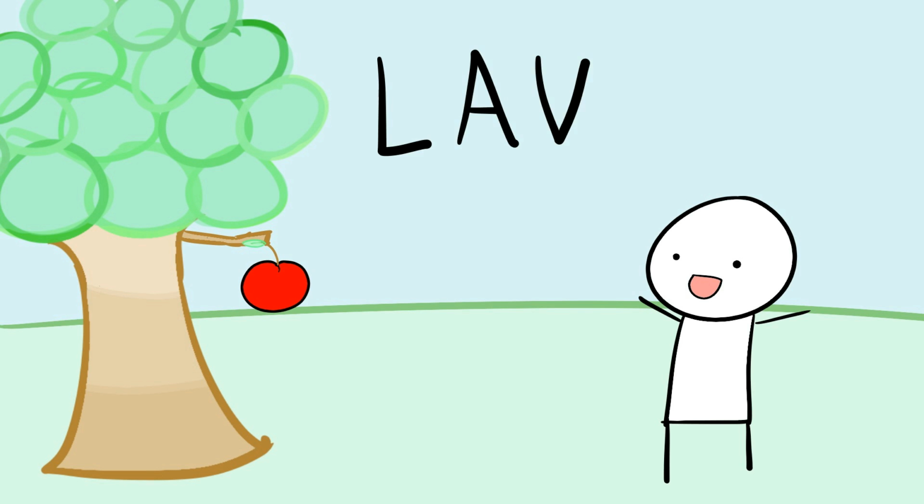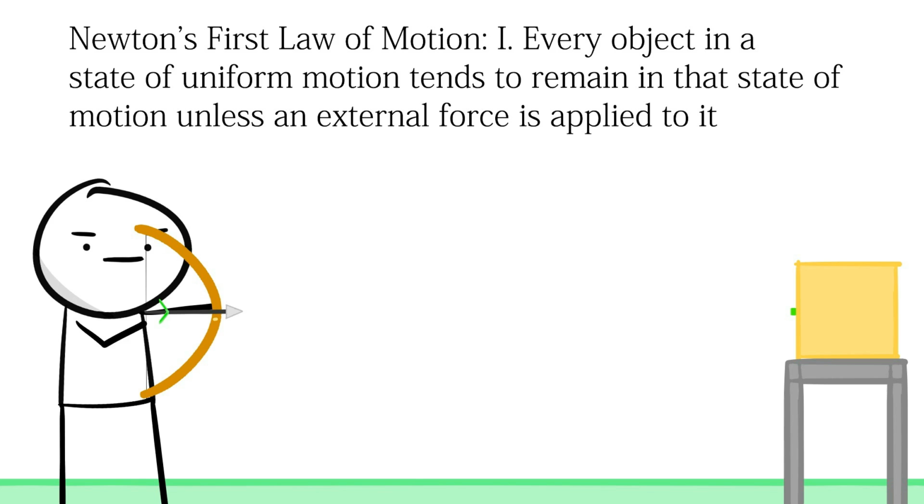Law number one. Isaac Newton's first law of motion states that every object in a state of uniform motion tends to remain in that state of motion unless an external force is applied to it.